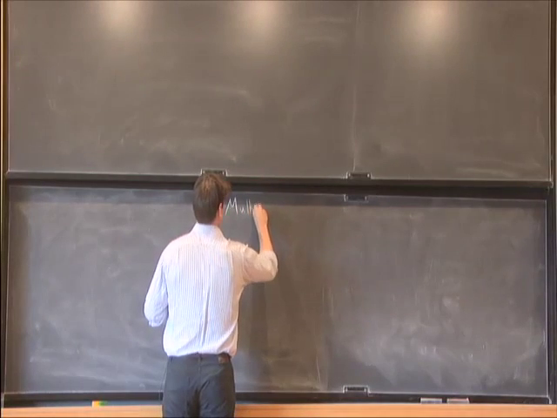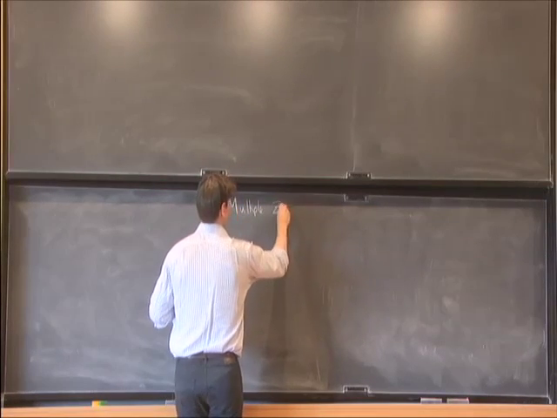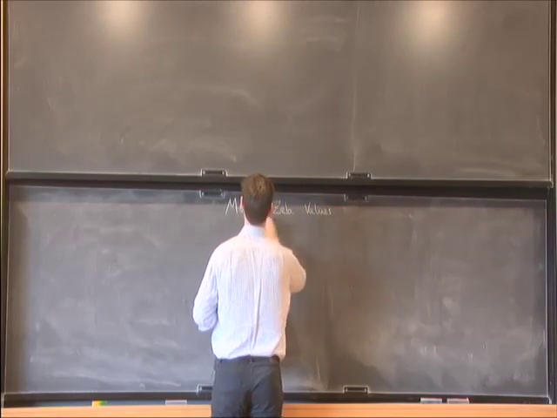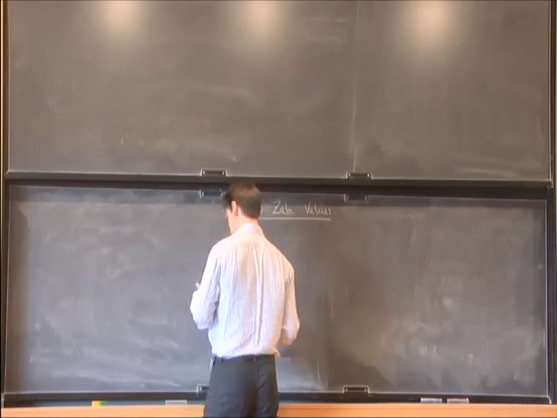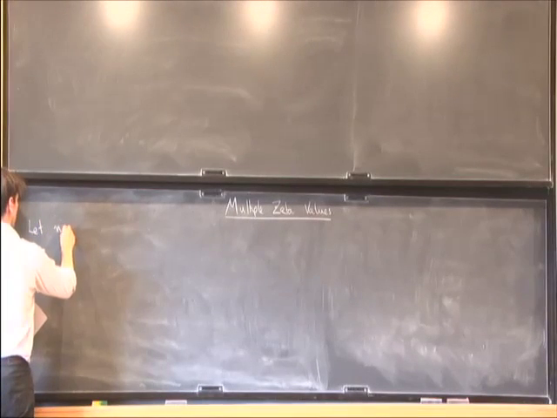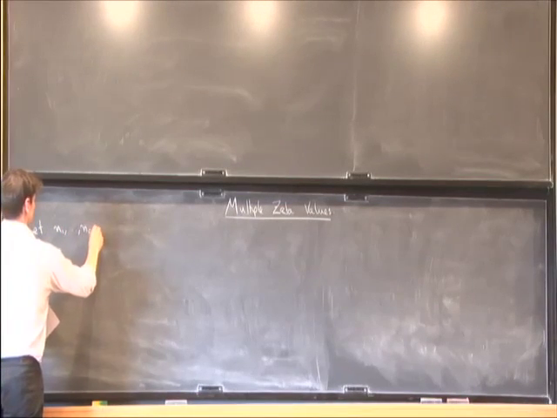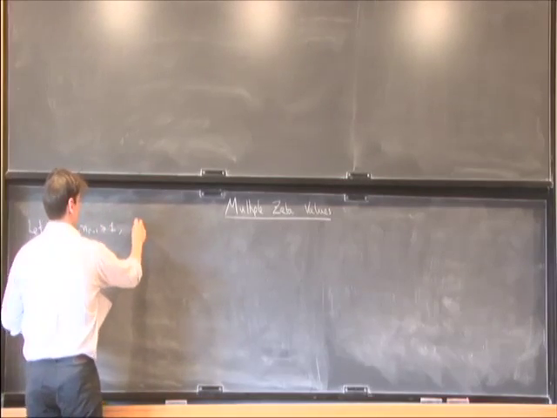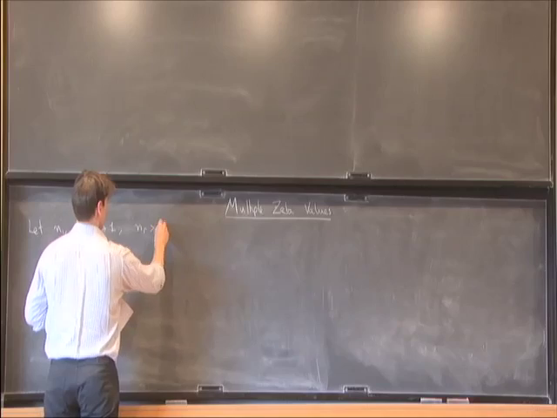So I'm going to talk about multiple zeta values. To define them, let me take a set of integers n_1 up to n_{r-1}, which are greater than or equal to 1. And let n_r be an integer greater than or equal to 2.